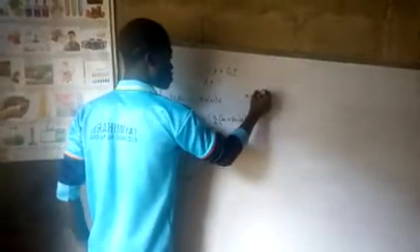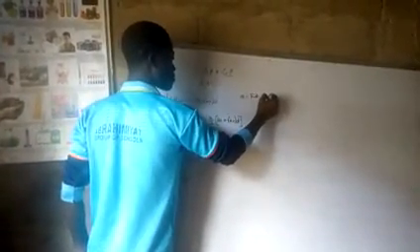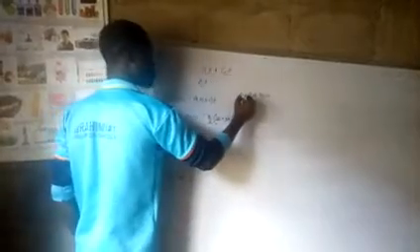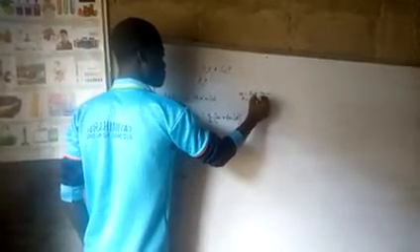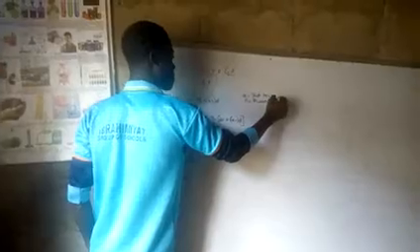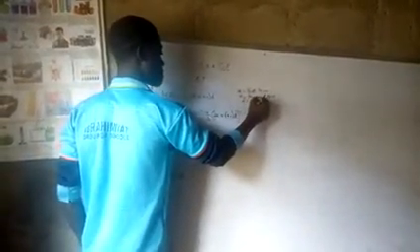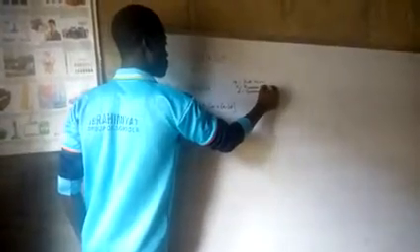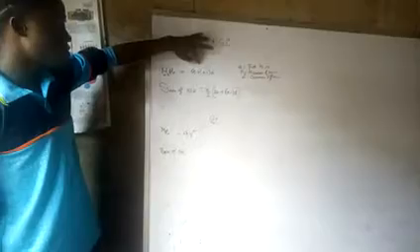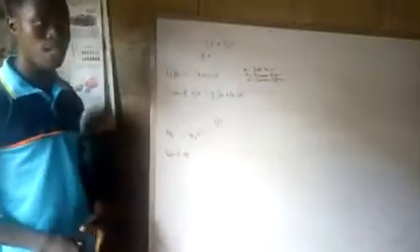Now, what's the meaning of our a? Our a is the first term. Our n is the number of terms. Our d is the common difference. So anytime you are given a, it represents the first term, n represents the number of terms, d represents the common difference. Okay? We can now move to the G.P.